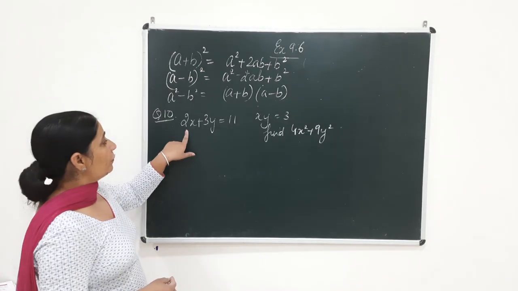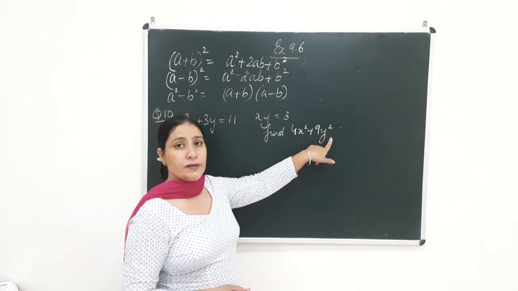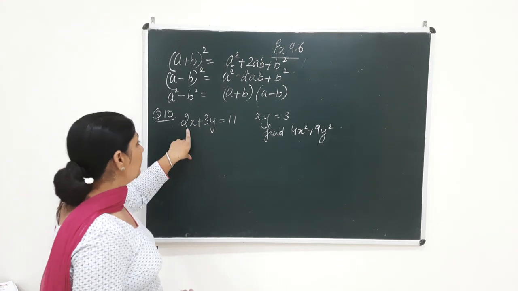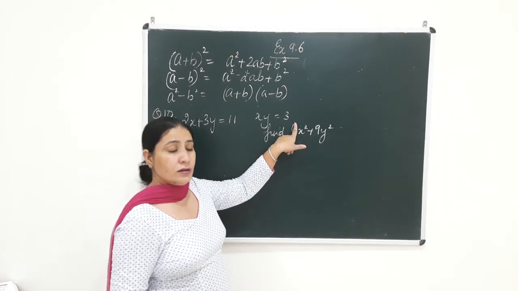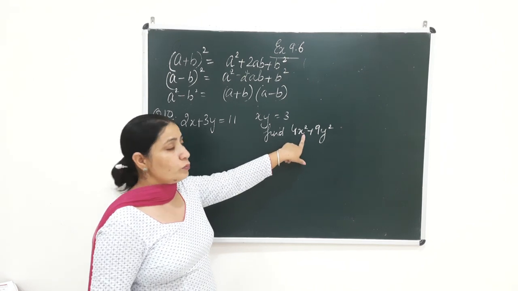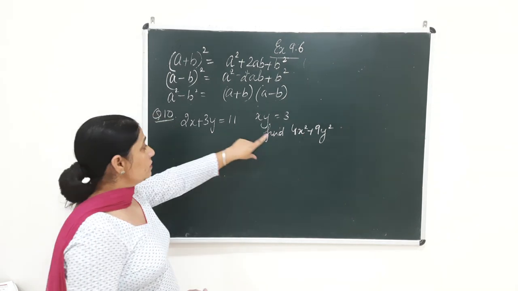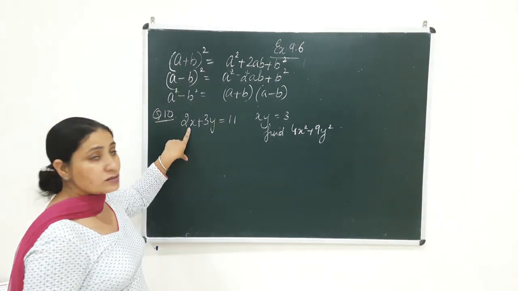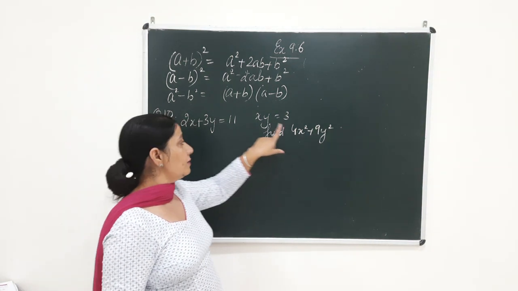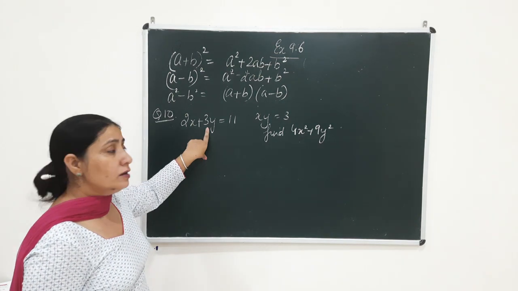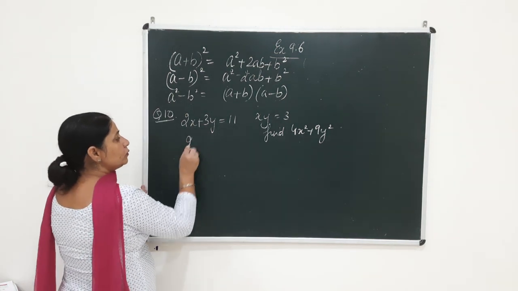And beta, we have to find the value of 4x square plus 9y square in this equation, when we are given that 4x plus 3y is equal to 11 and x into y is equal to 3. So beta, 4x square helps us see that 4x square is the square of 2x, and similarly 9y square is the square of 3y. So we will start our sum from this one.